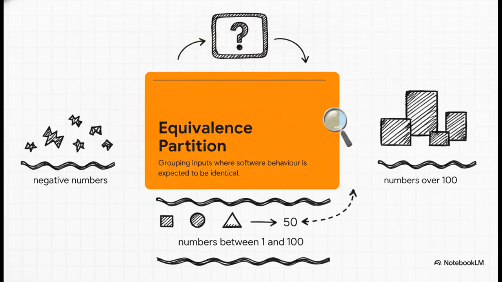And honestly, this is a brilliant concept. Instead of testing the numbers 1 through 10,000 individually, we group inputs into categories or partitions where the software's behavior is expected to be identical. Say a program asks for a number between 1 and 100. Our partitions might be negative numbers, numbers between 1 and 100, and numbers over 100. The logic is that if the program handles the number 5 correctly, it's definitely going to handle 50 correctly too. So we only need to test one representative value from each partition.